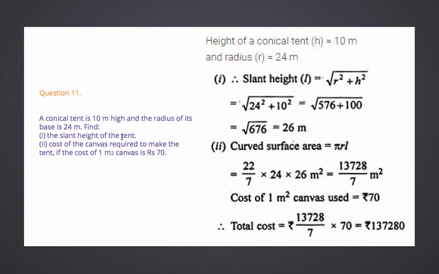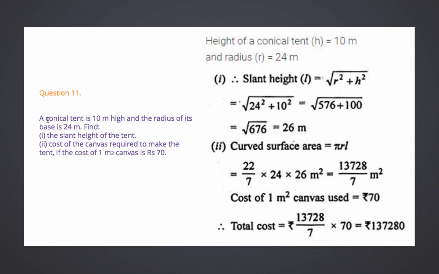L is the slant height, diagonally. So, it is square root of r square, the radius, plus h square. So, this is the formula. R is 24, 24 square 576, 10 square 100. Just now in the previous question we have seen 576. So, add it up, 676, and the square root of 676 is 26 meter. So, I'll get the slant height as 26 meter.